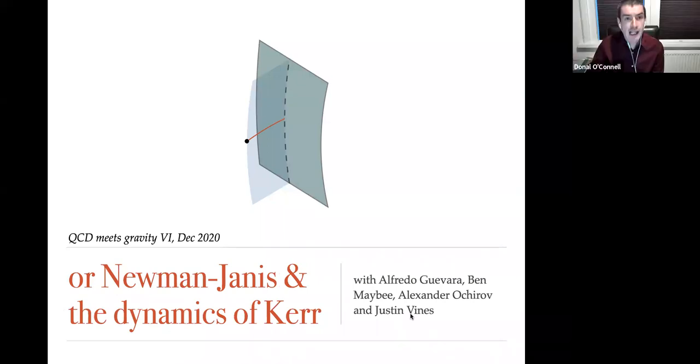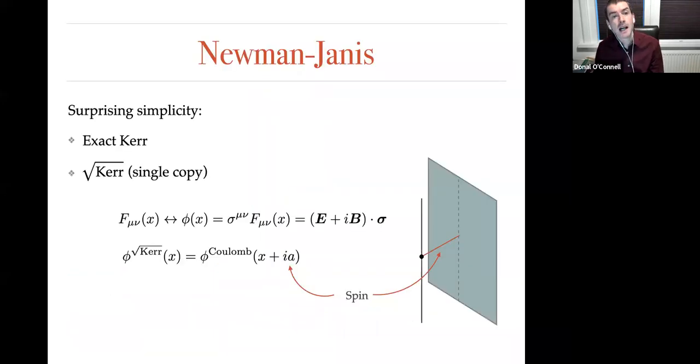Okay, so let me begin by reminding you of what this Newman-Janis stuff is. It's a really remarkable fact, an exact fact about the Kerr black hole solution, the spinning stationary Kerr solution, and also about its friend in electrodynamics, this root Kerr solution. Root Kerr is a solution that is related to Kerr in the double copy. Now, this Newman-Janis thing is chiral, so to make it clear, you should use a chiral formulation.